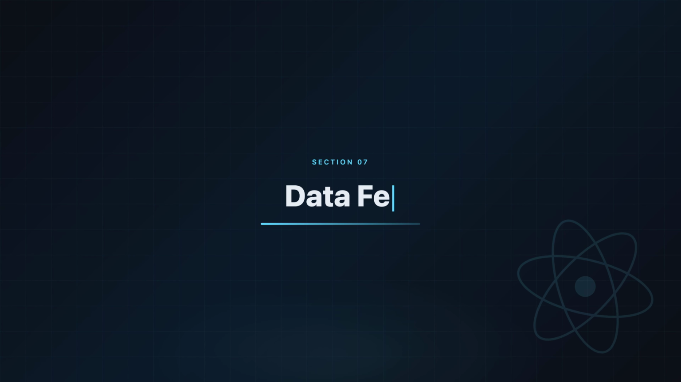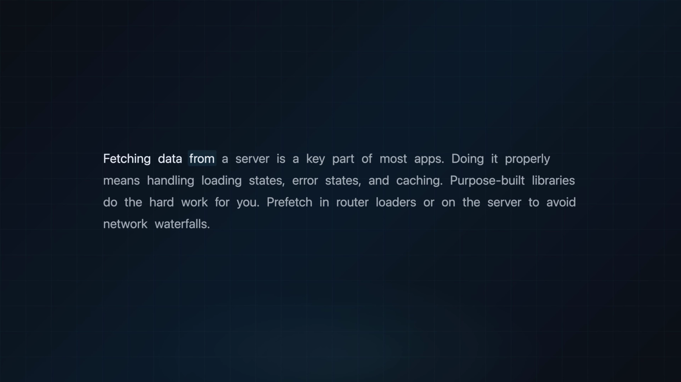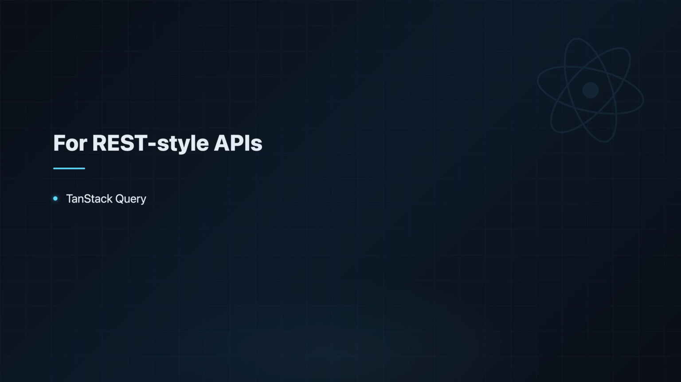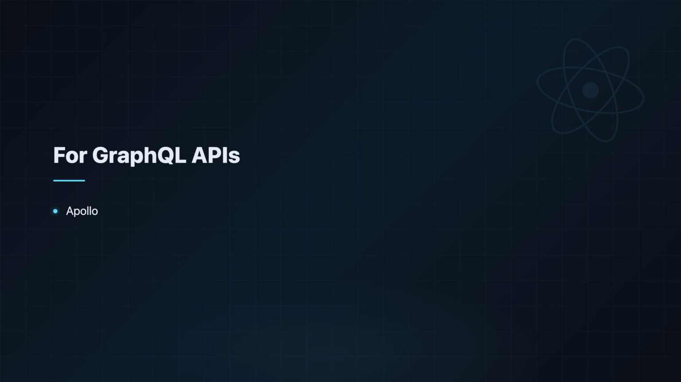Data fetching. Fetching data from a server is a key part of most apps. Doing it properly means handling loading states, error states, and caching. Purpose-built libraries do the hard work for you. Prefetch in router loaders or on the server to avoid network waterfalls. For most backends or REST-style APIs, we suggest TanStack Query, SWR, or RTK Query. For a GraphQL API, we suggest Apollo or Relay.